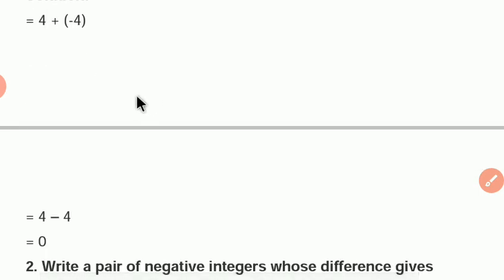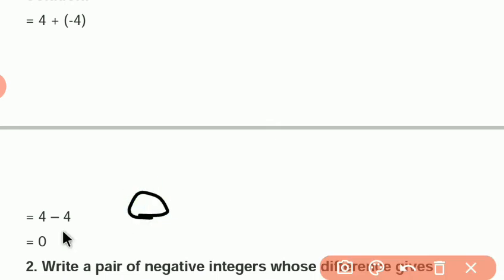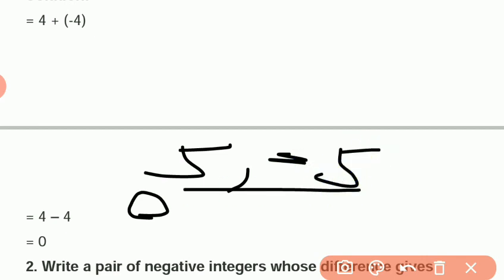4 plus minus 4, that is 4 minus 4, which is equal to 0. Instead of taking 4, we can take any number. For example, we can take 5. So 5 and minus 5. If we add these two numbers, 5 and minus 5, we will get the answer 0.